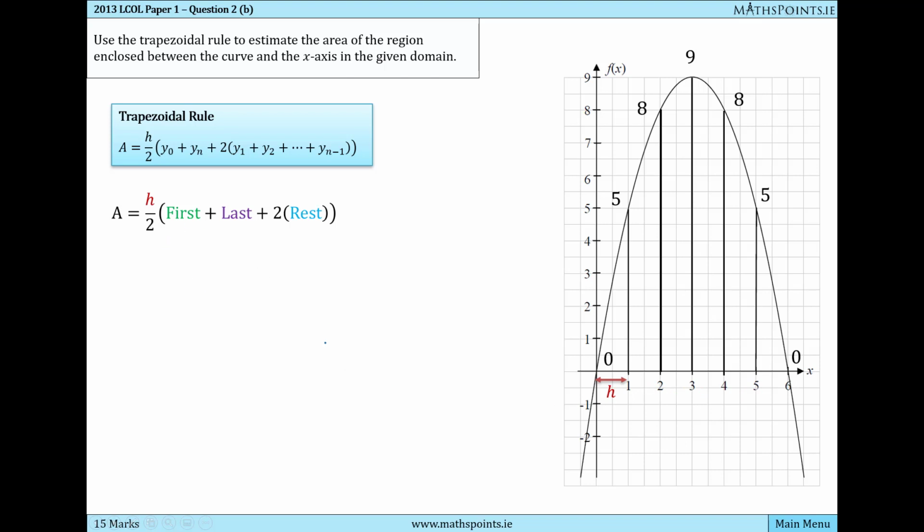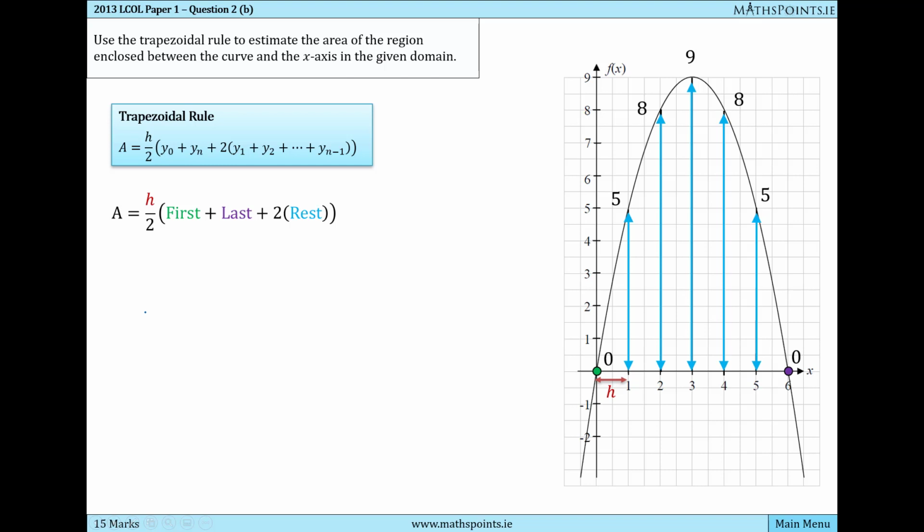The first height, well, there is actually no first height here. When x was 0, y is 0, which means that there is no height on the first. The last also has no height. When x is equal to 6, y was equal to 0, so there's no height on the last. And then 2 times the rest of the heights. And the rest of the heights were the values we found in part A: 5, 8, 9, 8, and 5.